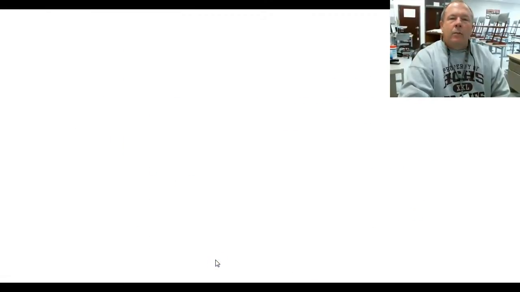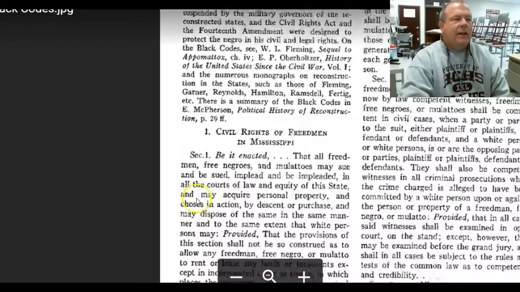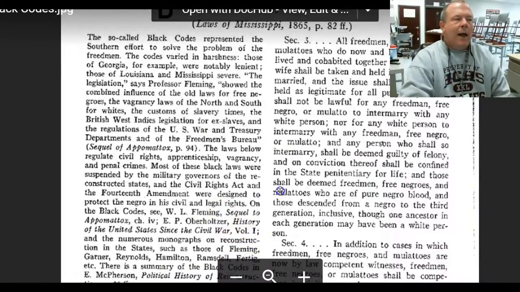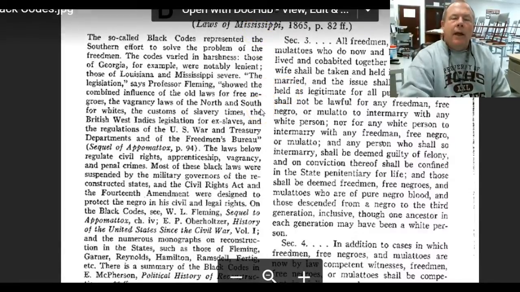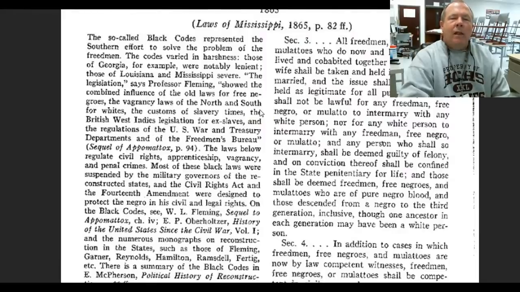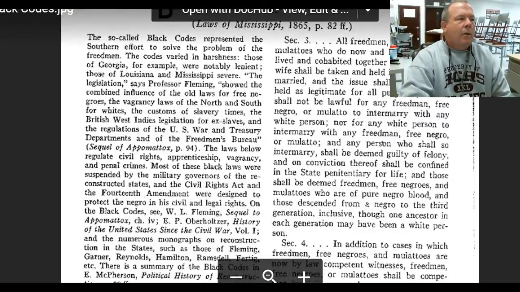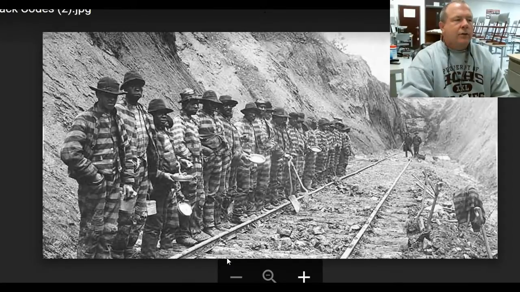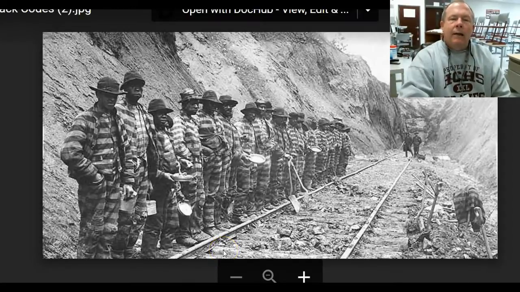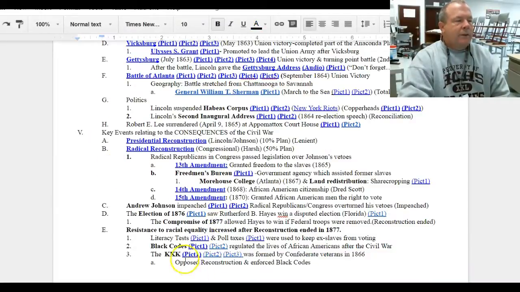The slave codes that existed before and during the Civil War are extended with something called the black codes. Here is an example. These are black codes from the state of Mississippi. They were used to regulate the lives of the free black men and black women in the South. They were used to regulate their lives after Reconstruction ended. It's the way that Southerners controlled their ex-slaves. Here's a chain gang, and ex-slaves oftentimes were found guilty a lot in court and would have to serve long prison sentences.